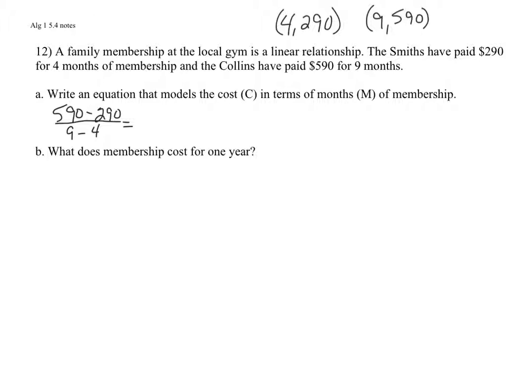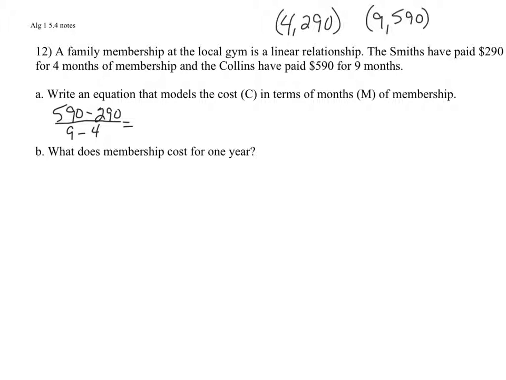Number 12 says, a family membership at a local gym is a linear relationship. The Smiths have paid $290 for 4 months of membership, and the Collins have paid $590 for 9 months of membership. Write an equation that models the cost, C, in terms of months of membership. So, folks, this is basically 2 points on a linear graph. I used those 2 points to calculate what slope is going to be.